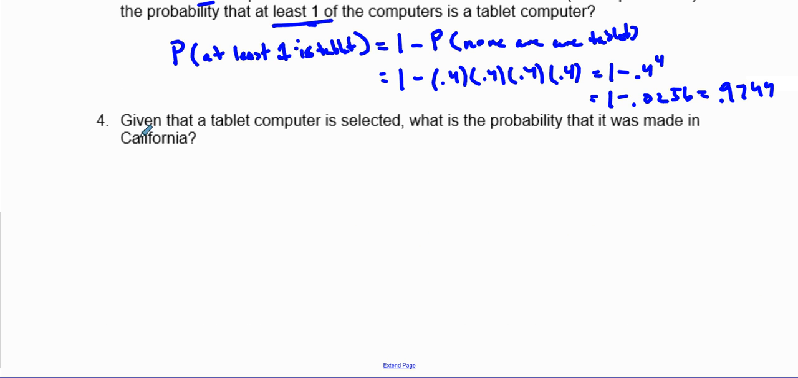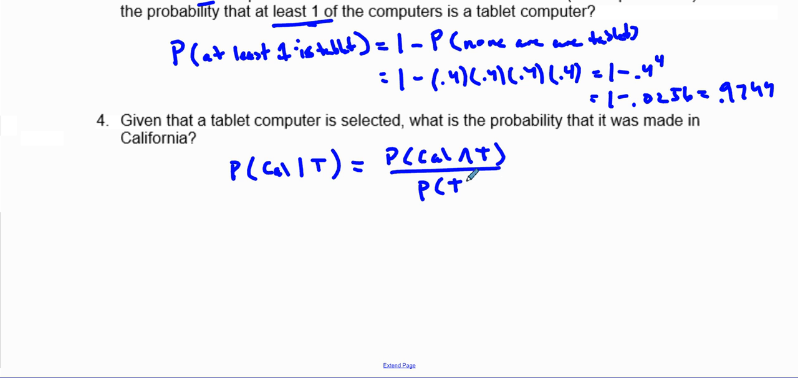Now, given that a tablet computer is selected, what is the probability that it was made in California? To find this out, we go back to our probability statement. What's the probability of being California and a tablet? We're going back to what a conditional statement actually means, and the probability of a tablet.